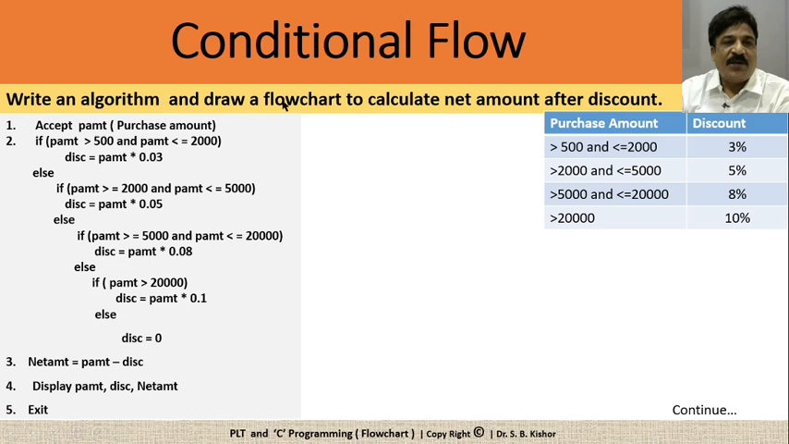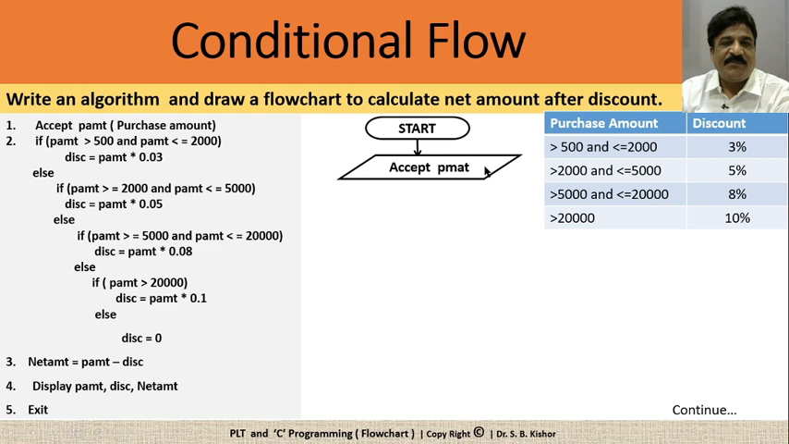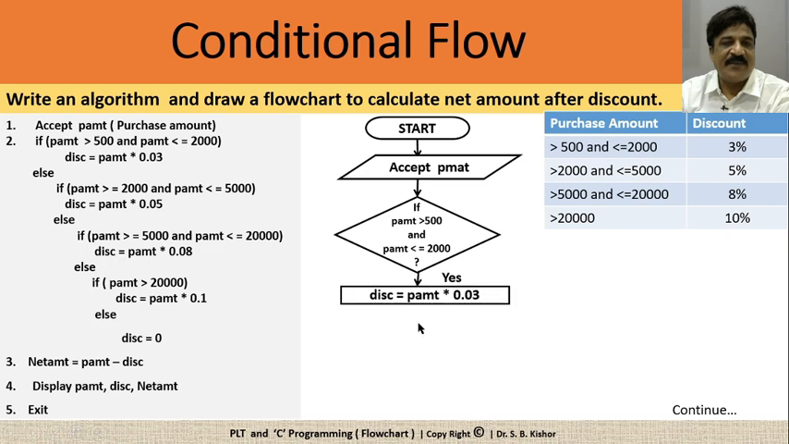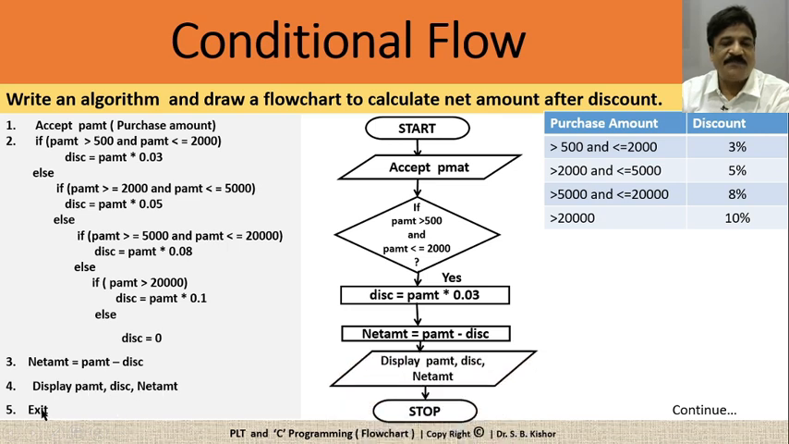Write an algorithm and draw a flowchart to calculate the net amount after the discount. Now assume a shopkeeper is giving a discount on the basis of the amount. So start, accept the purchase amount, check whether the purchase amount is within this range. If it is so, give a discount of 3%. Then find out the net amount, then display all three values, that is purchase amount, discount amount and net amount, and finally stop.